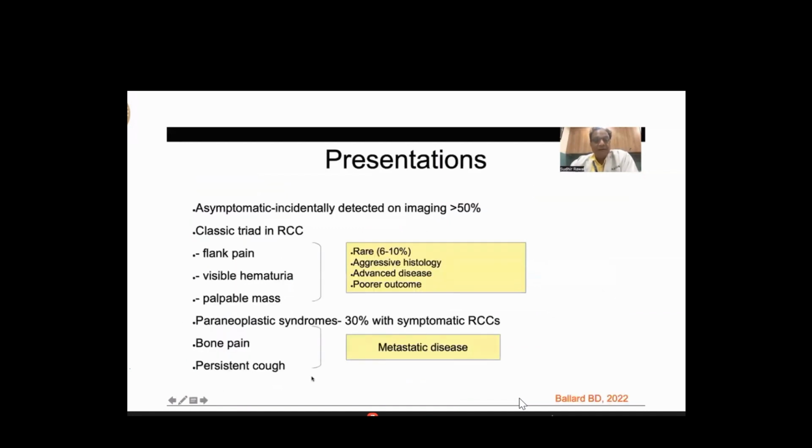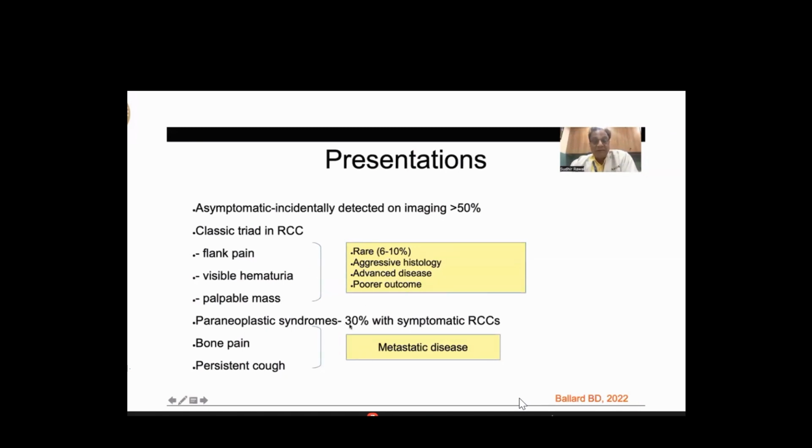Presentation: in the 1980s when I was trained as an MBBS student, we were taught that three things, flank pain, visible hematuria, and palpable mass, are the key features, the classical triad for RCC. And it used to be in more than 50 to 60% of the patients. But now, in 2022, by Ballard, it is 6 to 10% only. And now they present with aggressive histology, advanced disease, and poorer outcome. If you have this triad, the patient is for doom. He will not do well.